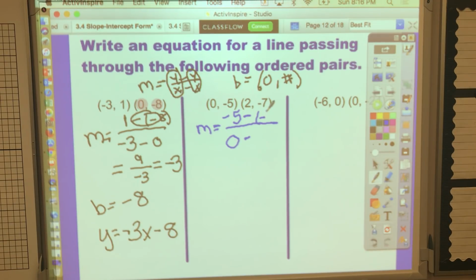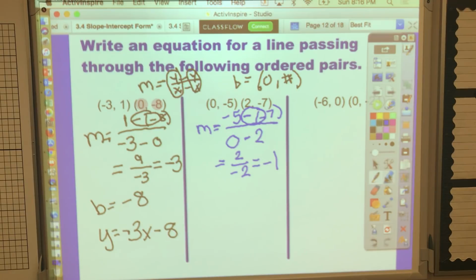Sorry, our y is negative 7, and our x is 2. Okay, so again, I have a minus and negative, so that's going to become a plus. So negative 5 plus 7 gives me a 2 on the top, and 0 minus 2 is negative 2. Okay, this slope again simplifies to a whole number, so we want to simplify that, and we get negative 1.